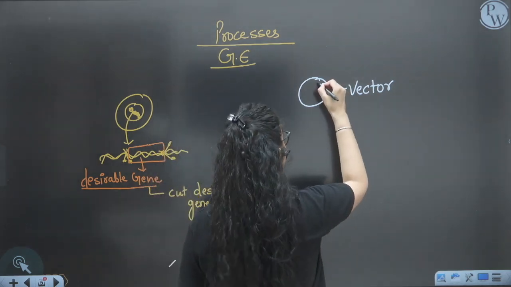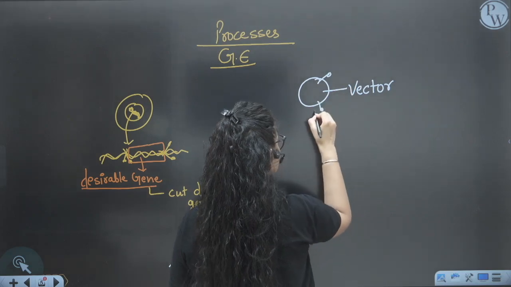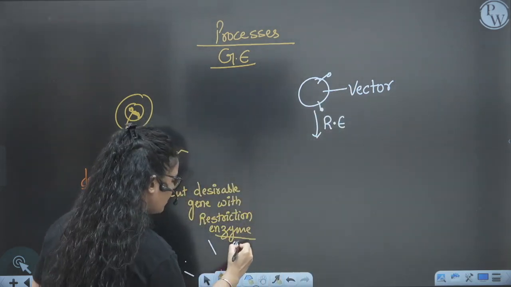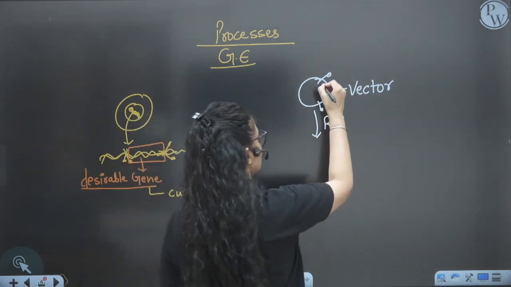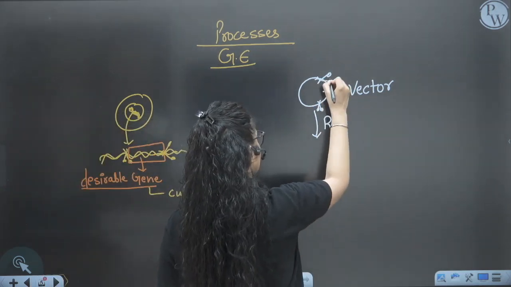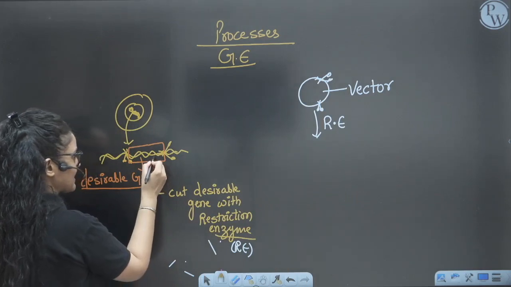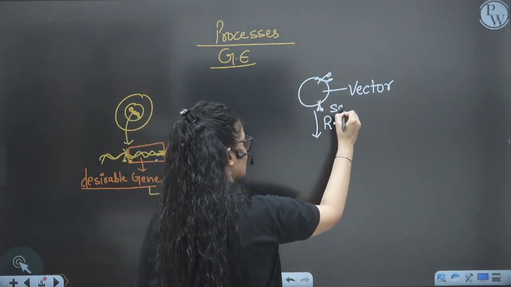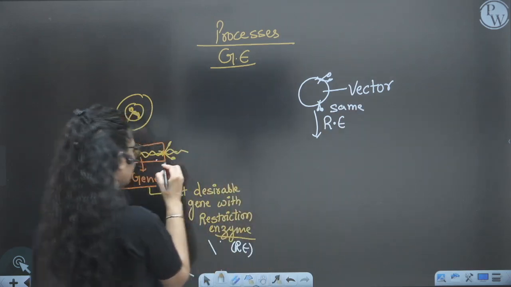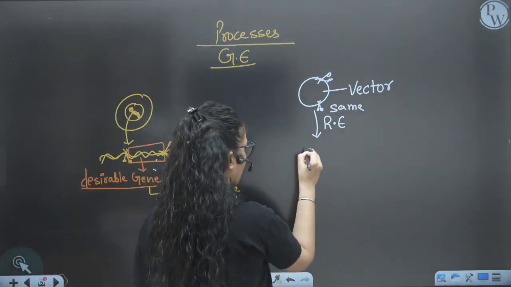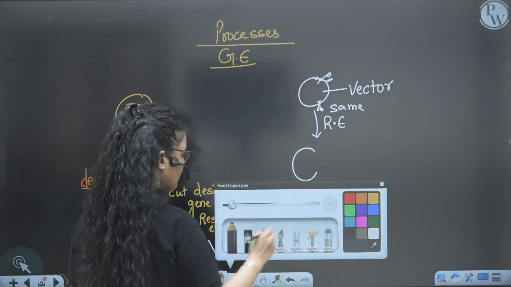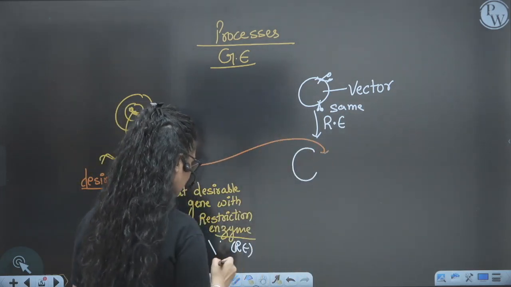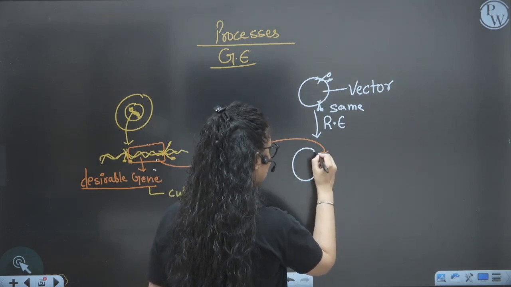So we will cut it with the restriction enzyme. We will cut the vector with the restriction enzyme, RE for restriction enzyme, right? With the same molecular scissor. We will use the same restriction enzyme as we have used here, right? And now after cutting it, we will paste our gene of interest here with help of glue, molecular glue.